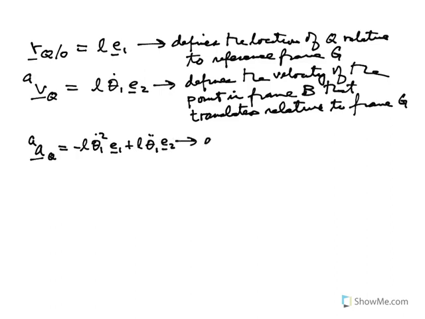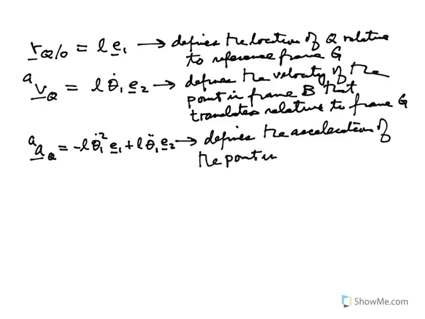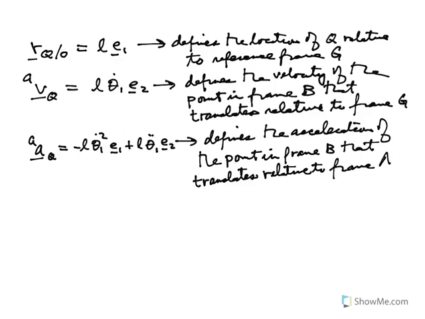This defines the acceleration of the point in frame B that translates relative to frame A. Frame A, keep saying frame A. Frame G, because we're interested in that. Now, the rest of it has to do with the motion of P relative to Q. So again, I start with the position of P relative to Q. That's equal to R times U1.